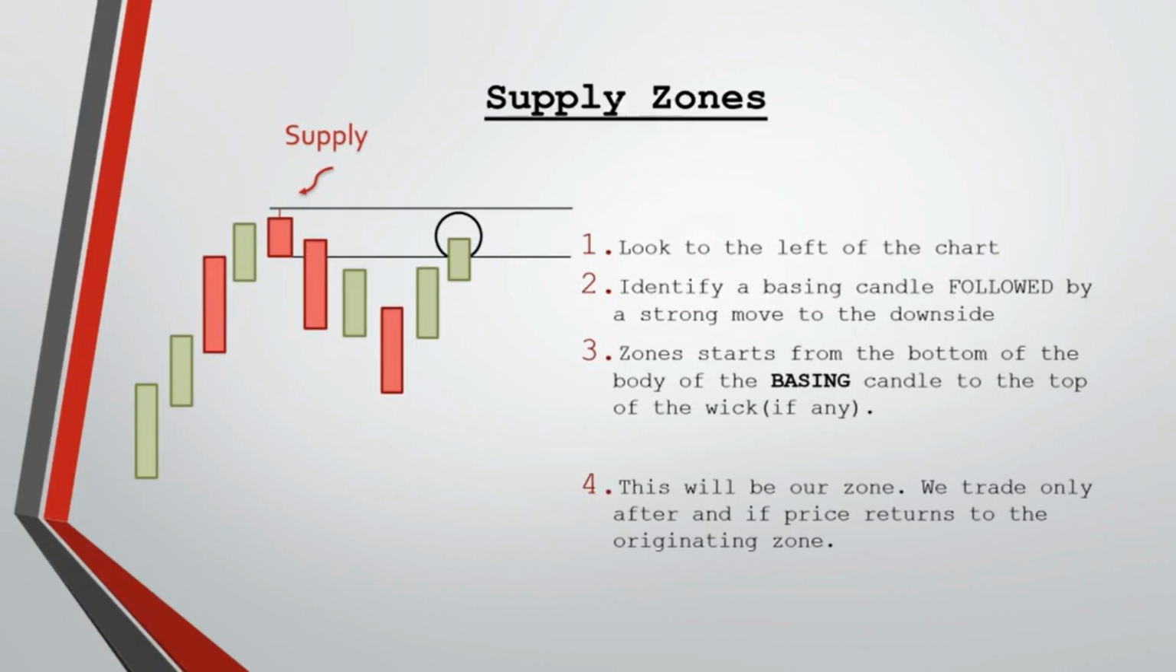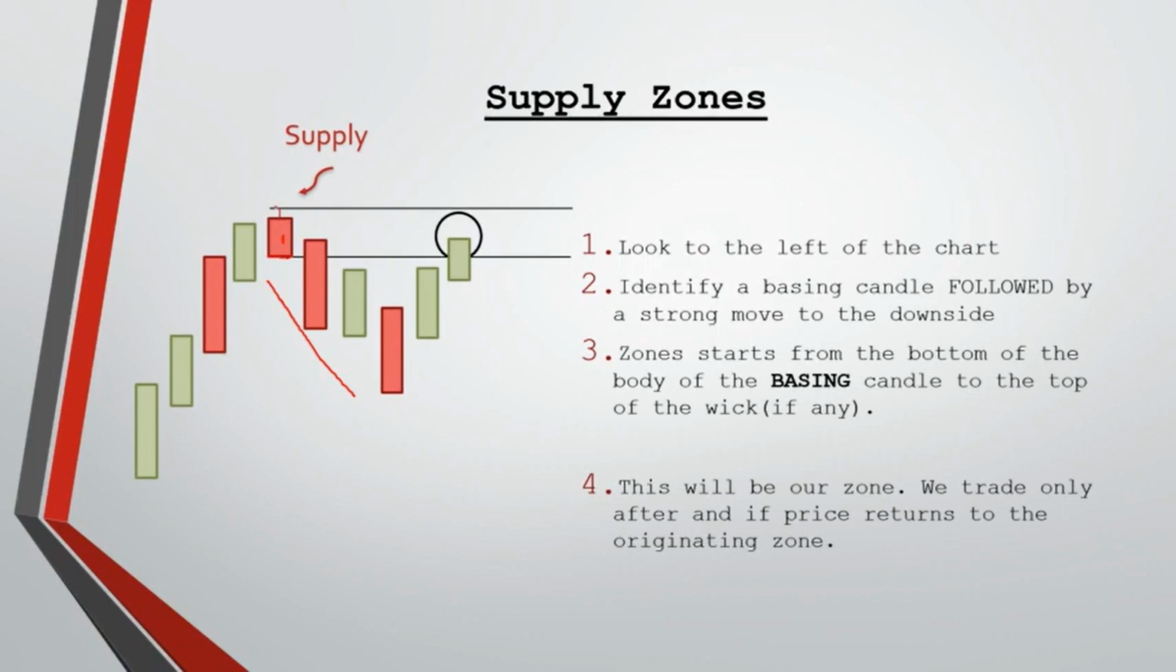We then want to identify a basing candle followed by a strong move to the downside, right? So we have a basing candle here, and we have a strong move to the downside. So this qualifies as a supply zone. The zone now, this is how it's different from a demand zone. The zone starts from the bottom of the body of the basing candle. So the bottom of the body is going to be right here to the top of the wick if we do have any wick, right? So that's our supply zone.